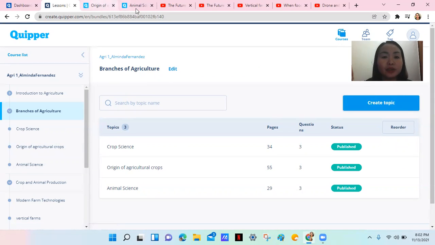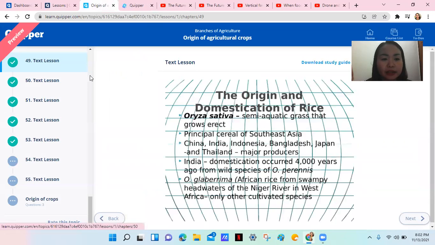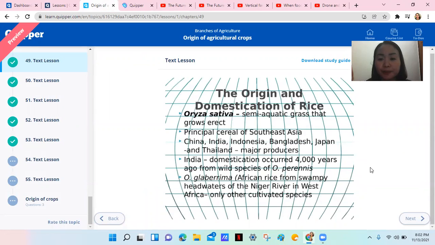So to start with, to finish, I think we stopped from here. Now the origin and domestication of rice. Last time we discussed where and what were the different theories in terms of origins of this particular crop.